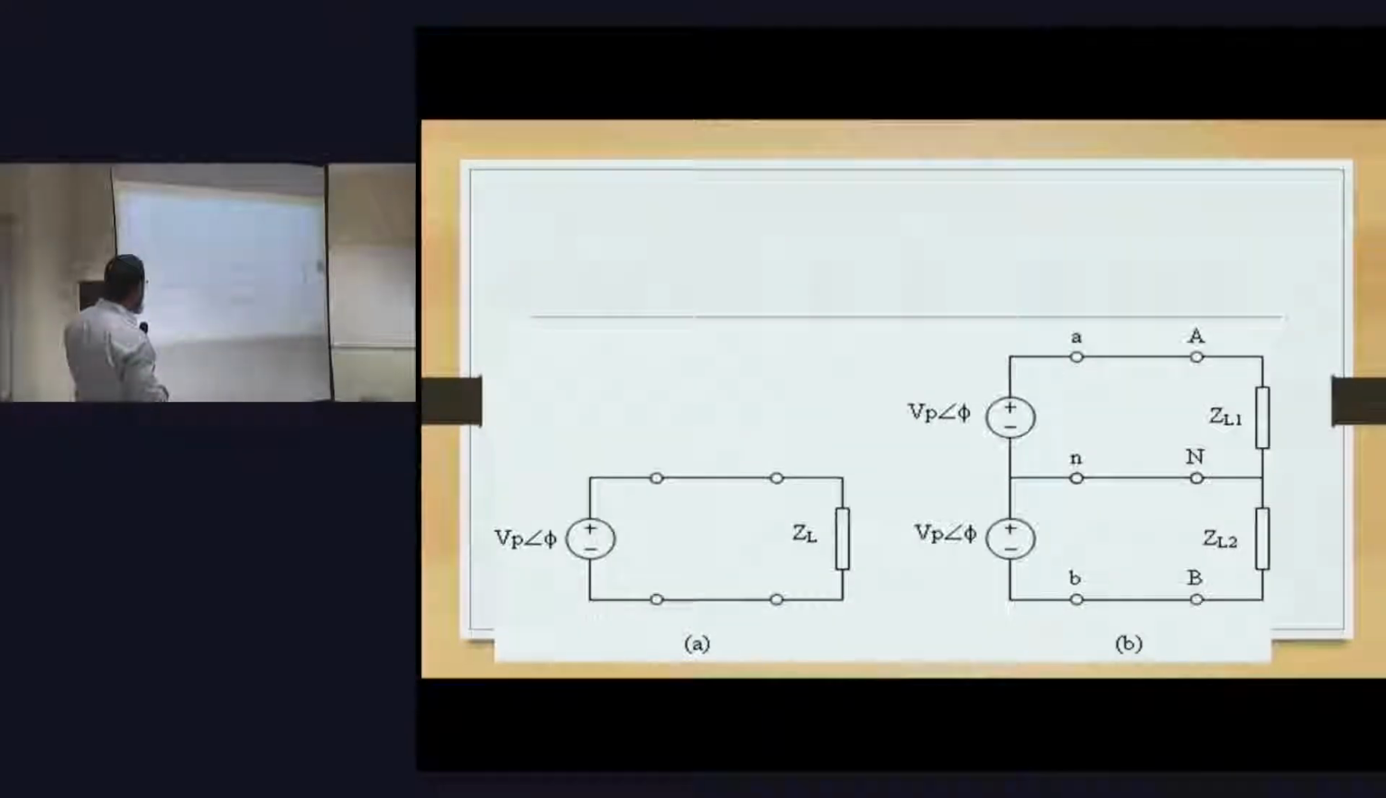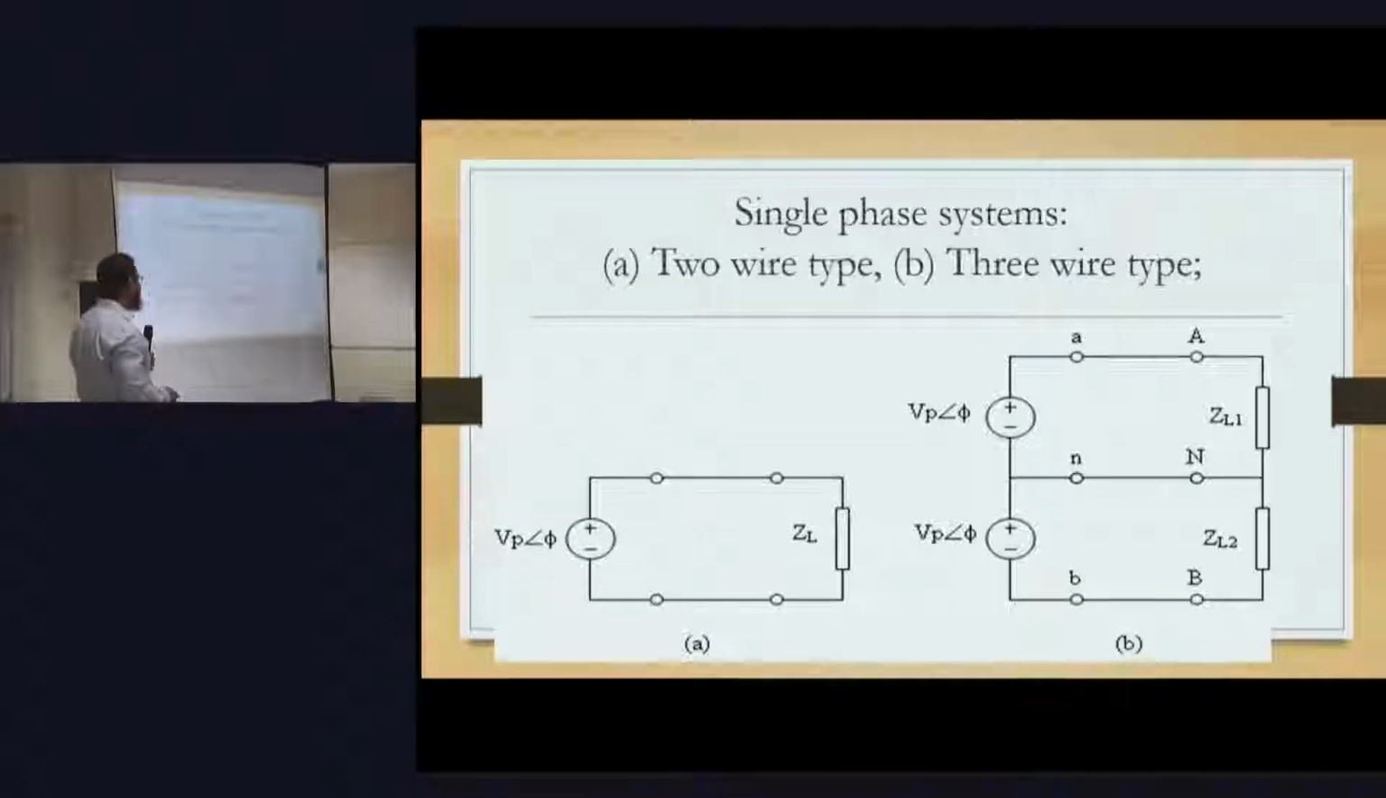All right, so let's have a look. On the left-hand side, we have a very basic single-phase circuit with an impedance ZL. L actually usually implies impedance. And on the right-hand side, we have a two-phase circuit. It's actually single-phase, but a two-wire system. This is a three-wire system or three-wire type, and this kind of connection is called two-wire type. So two identical sources.